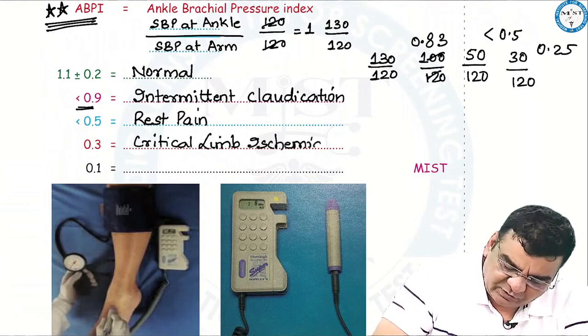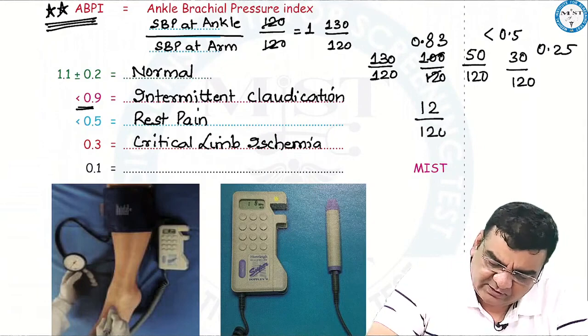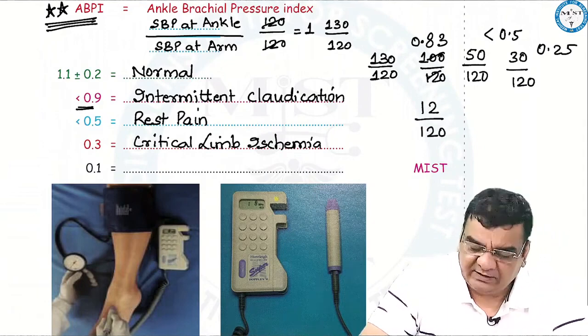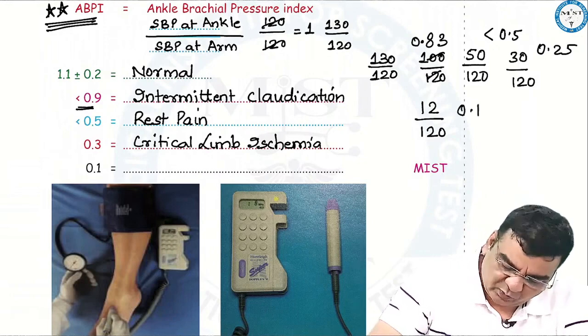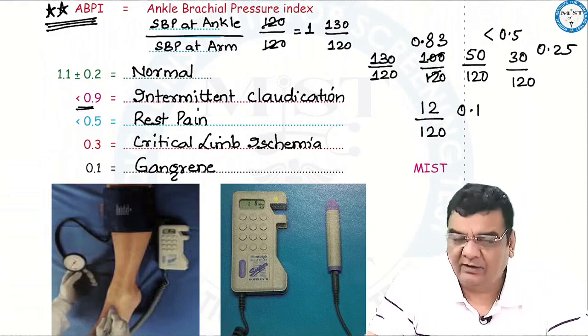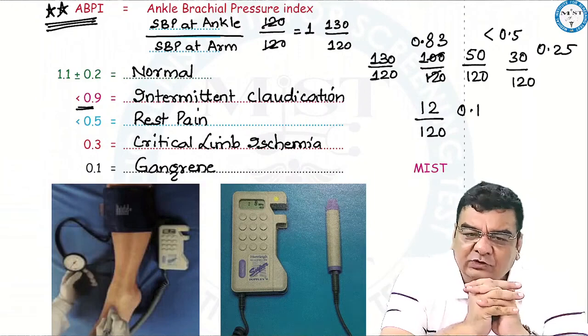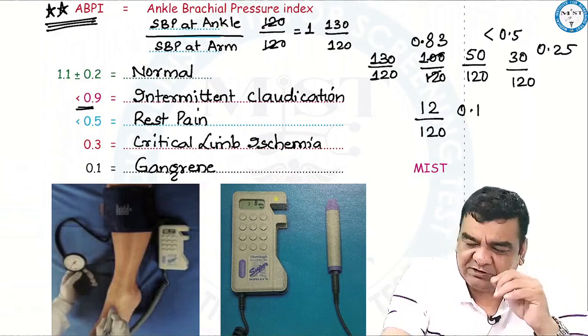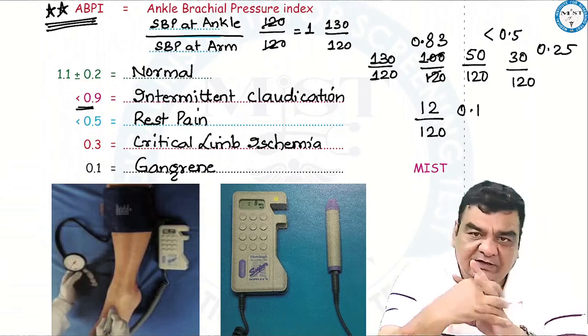And if the pressure goes down to say 10 or 12 millimeter of mercury at the ankle, that means this ratio is 0.1. This is indicative of gangrene. So beta, this ABPI is something which is so crucial in our clinical examination, and just by measuring the pressure we can come to know what is the status down.